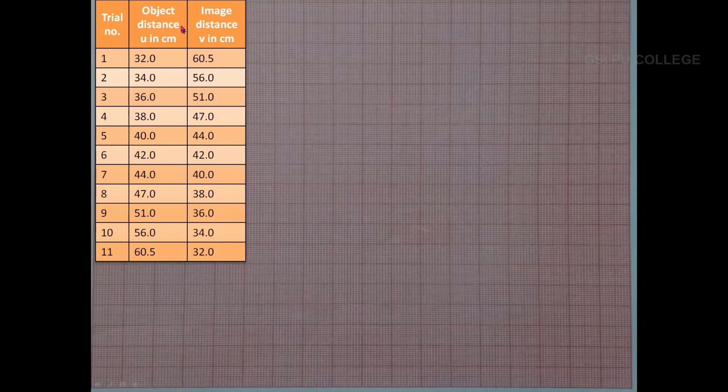And one more thing is that the object distance is measured to the left of the lens. That is why these readings will be plotted along the negative x-axis, and image distance is measured towards the right side of the lens. Therefore, according to the sign convention, this will be plotted along the positive y-axis. Let us plot the graph now.